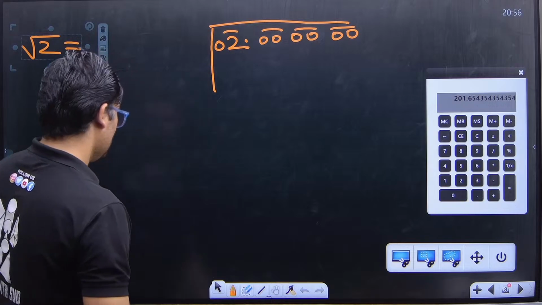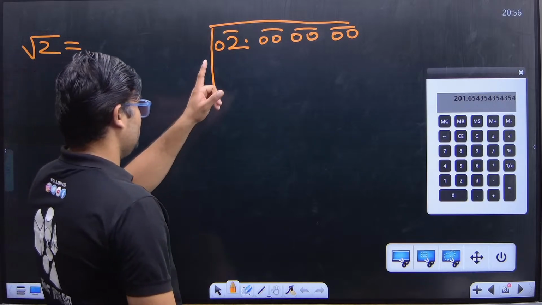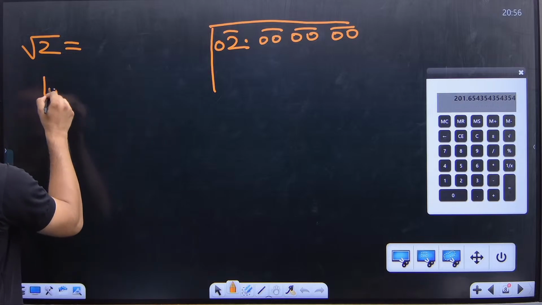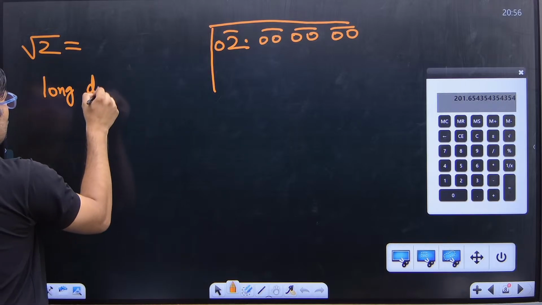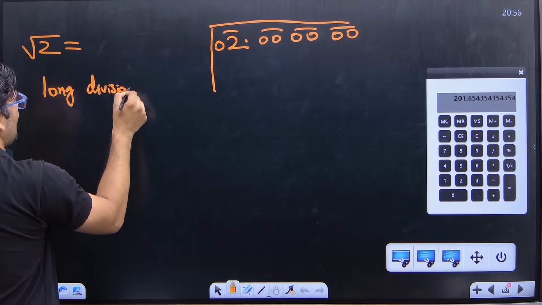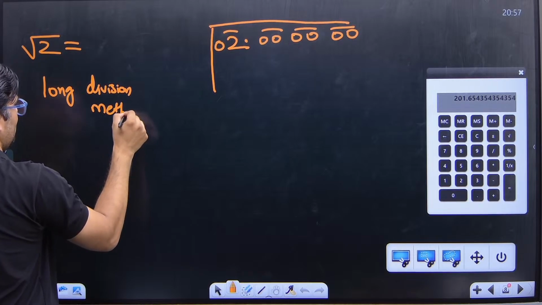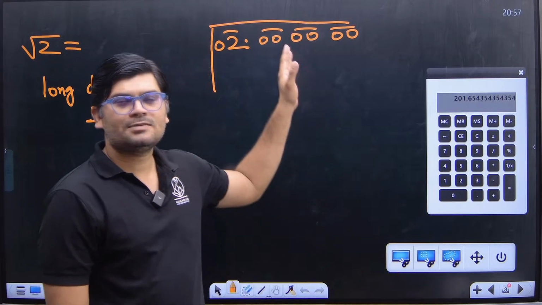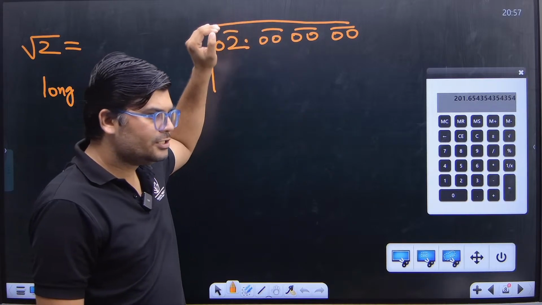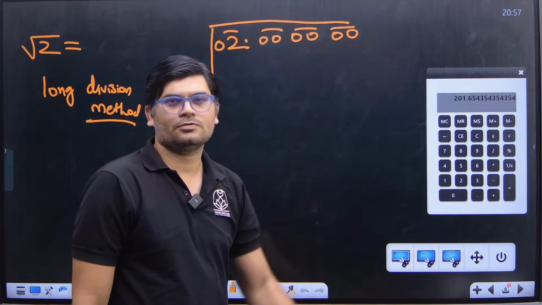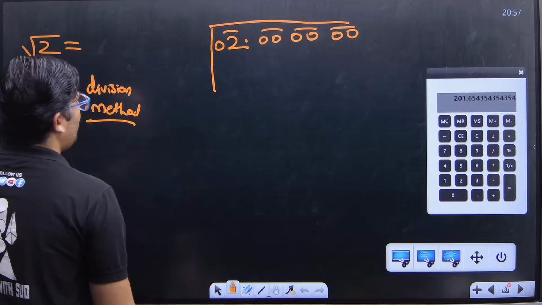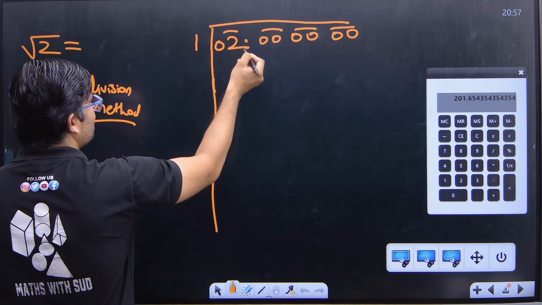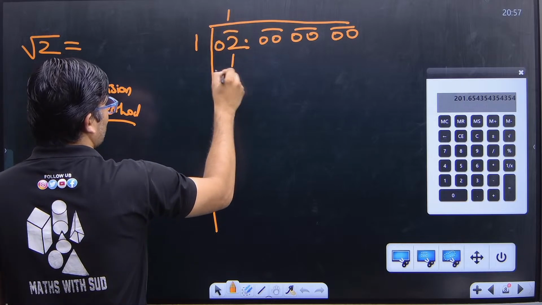Okay, yes, sir. So this is a very long method. This method is known as the long division method. Now how to do? So first we will put a decimal part and write 000 and make the pair of zeros. Okay. Now dear, you have to think of a number in your mind whose square is less than 2. So the answer is 1.